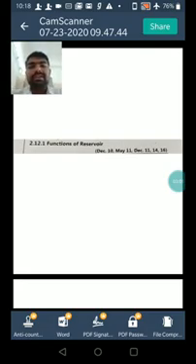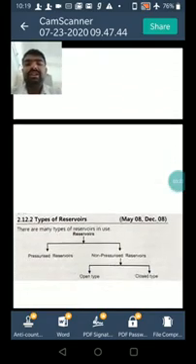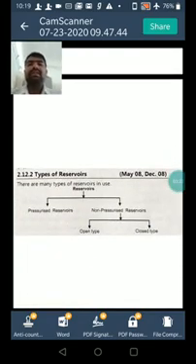Okay, then next we can say that absorption of flow fluctuation. The reservoir absorbs the fluctuation of flow during the operating cycle of the hydraulic circuit. Okay, then next point, there are types of reservoir.